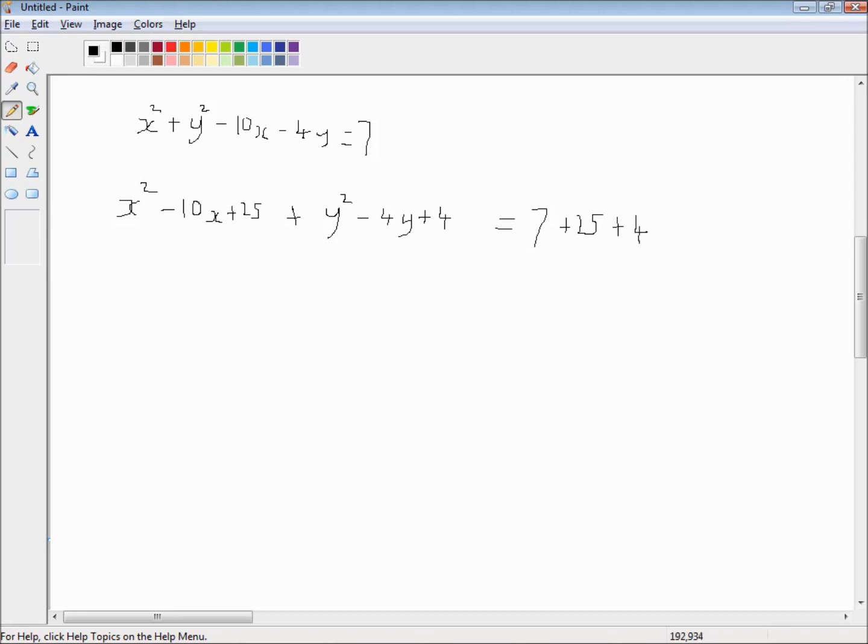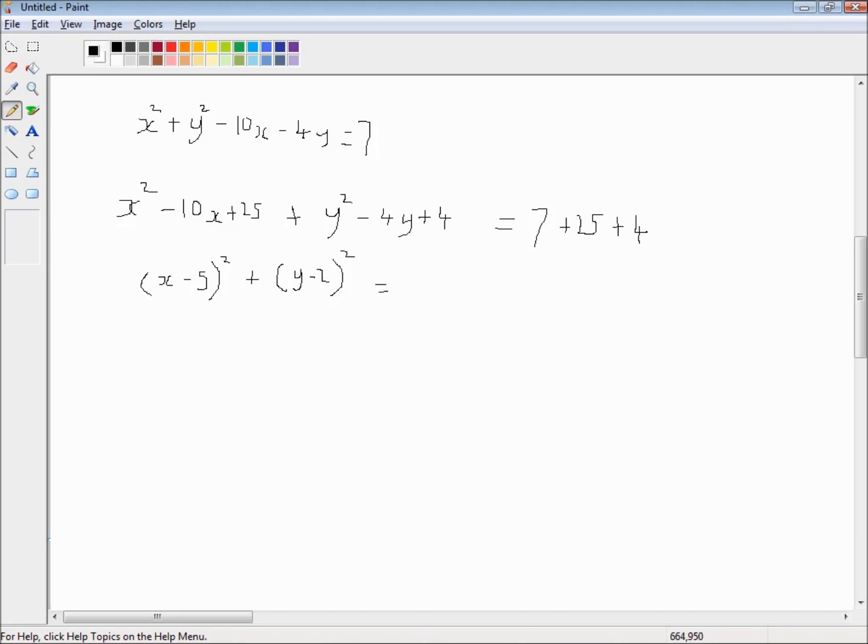Since I've got two perfect squares, I can just factorise them very easily. So that's just (x − 5)², since half of negative 10 is negative 5. And then plus (y − 2)². Again, half of negative 4 is negative 2, and that's squared.